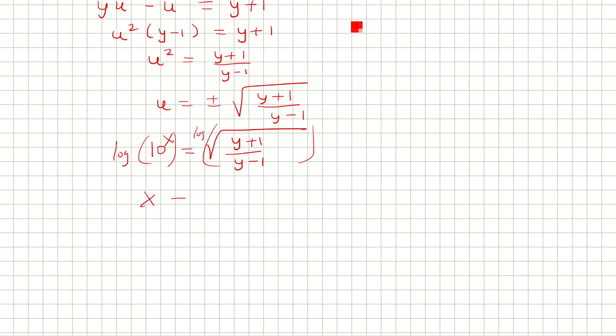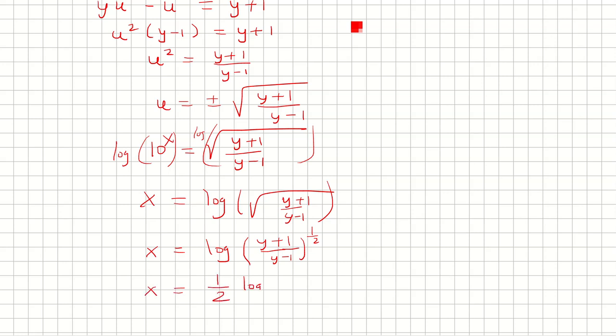We have x equals log of the square root of (y plus 1) over (y minus 1). And the square root, you can write it as raised to the 1/2 power, which is going to come out in front. And so now we have x in terms of y.